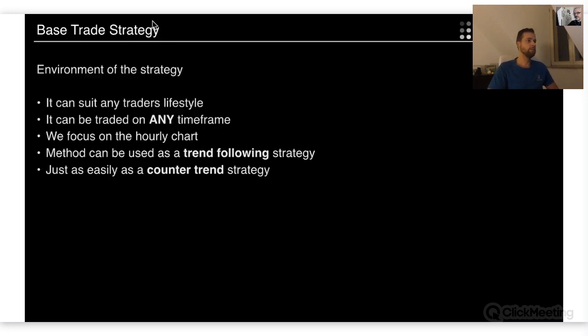The method can be used as a trend following strategy just as easily as a counter trend strategy. So you can use it as trend following and as counter trend. So not "the trend is your friend": you can use this also against the trend, counter trend.